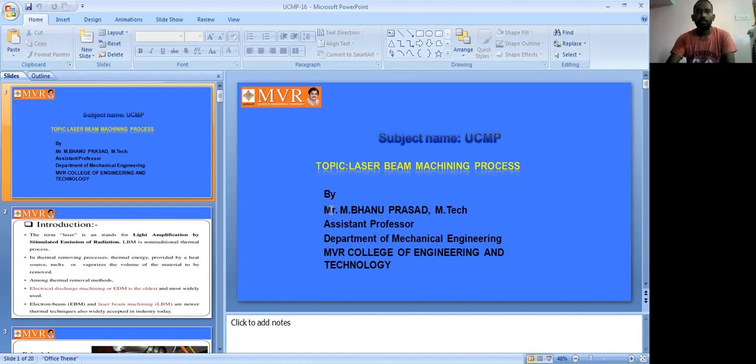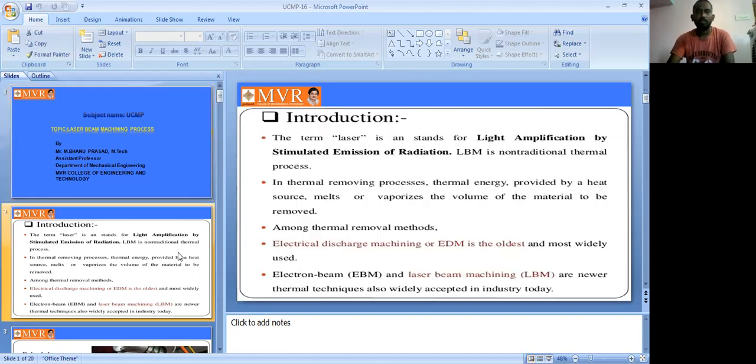First, once again, the introduction of the laser beam machining process. The term laser is LASER. Here L stands for light, A for amplification, S for stimulated, E for emission, and R for radiation. So laser means light amplification by stimulated emission of radiation.